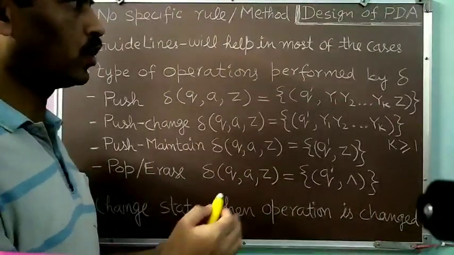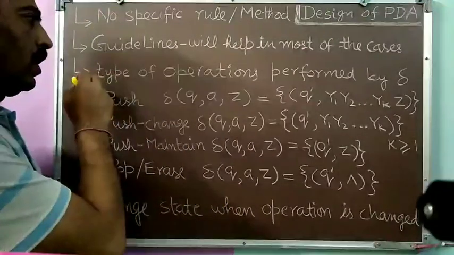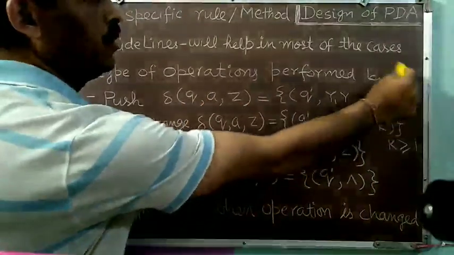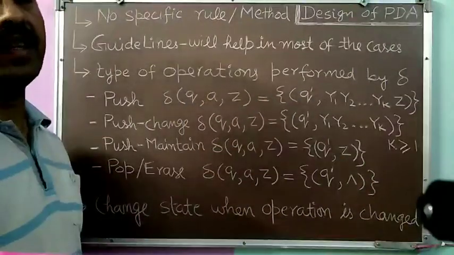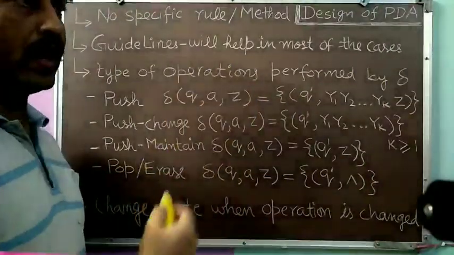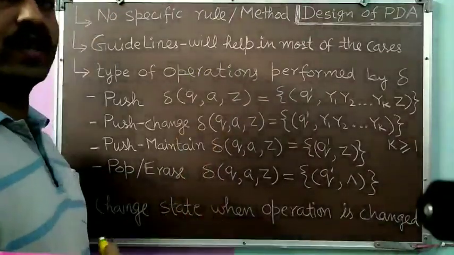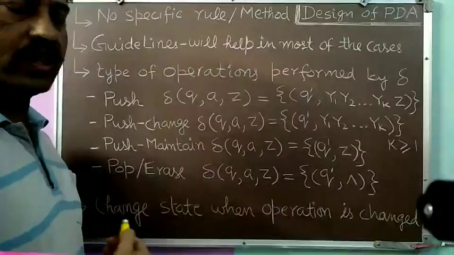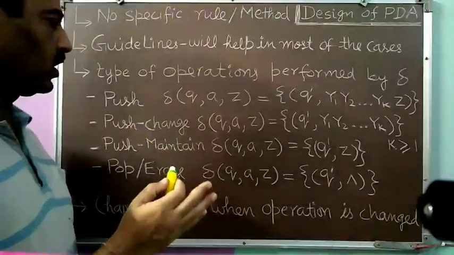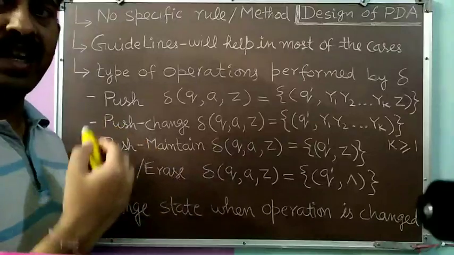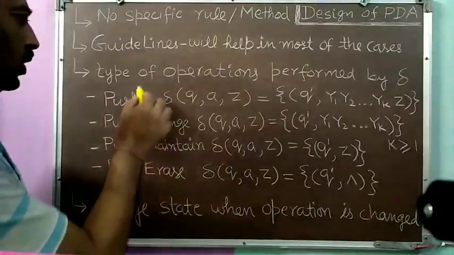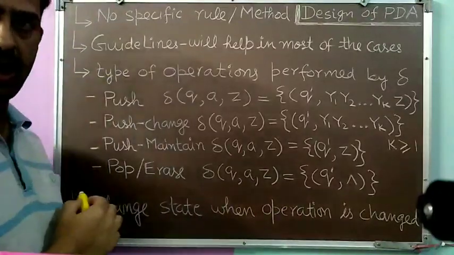of push-down automata. First of all, we will discuss the type of operations which can be performed by our transition function delta. If we carefully look at the transition function delta, we can divide our moves, our transitions, into three operations: push, maintain, and pop. In push also we have a variety. So let us first discuss the simple push operation.